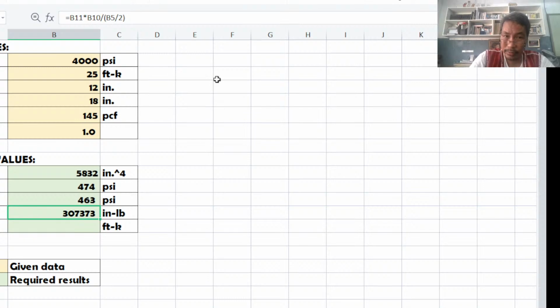Therefore, as you can notice, the correct number is 307,000. But 307,000 is 3 significant figures. That's why we have to use 3 significant figures, because this is now a result. So let us see how to make it 3 significant figures.